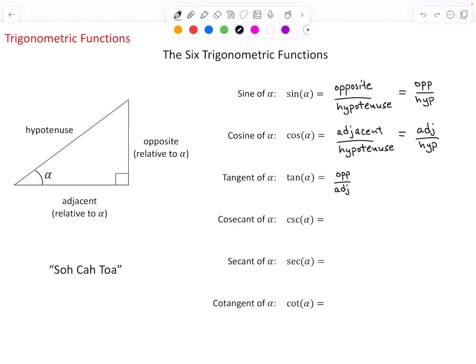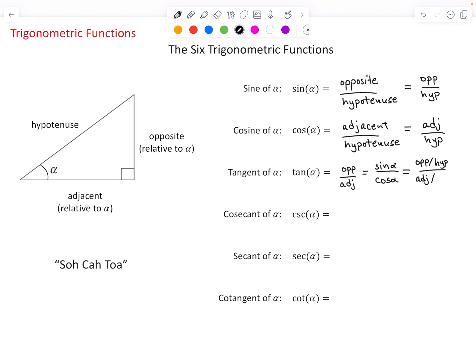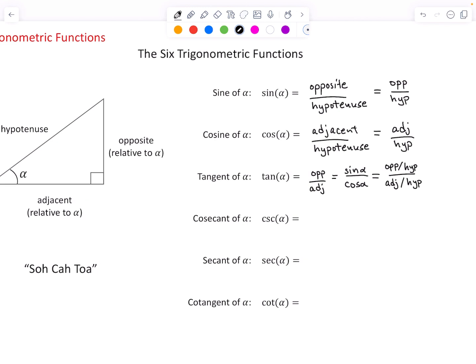It turns out you can also calculate the tangent of alpha by doing the sine of alpha divided by the cosine of alpha. So if you've already calculated the sine of alpha and the cosine of alpha, you can divide them, and that will also produce the tangent of alpha. Keep in mind that the sine of alpha is opposite over hypotenuse, and divide that by the cosine of alpha, which is adjacent over hypotenuse. And you can divide fractions by inverting and multiplying, and the hypotenuse lengths will cancel, and the end result will simply be opposite over adjacent.